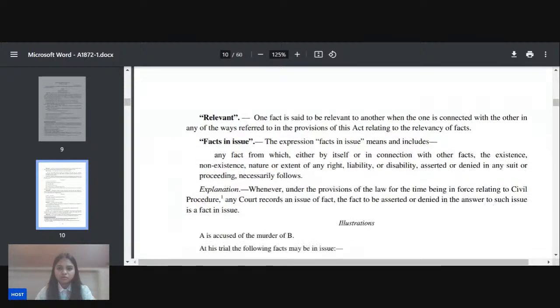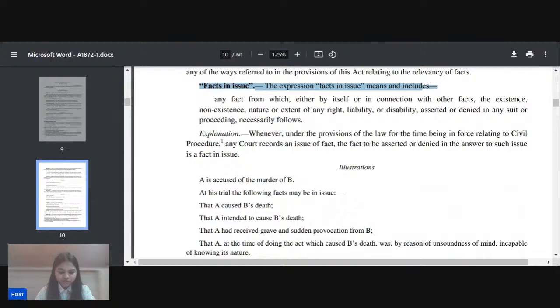Then come to the next definition, important definition, which is fact in issue. What is fact in issue? Again, it means and includes. See, you have to read this separating and bifurcating each part. Any fact from which, either by itself or in connection with other facts, the existence, non existence, nature or extent of any right, liability or disability asserted or denied in any suit or proceeding necessarily follows. So, it is any fact from which, either by itself or in connection with other fact, what are you getting? The existence and non-existence, the nature and extent of any right, liability or disability which is asserted or denied in any suit or proceeding which is necessarily following, right? So that is fact in issue.